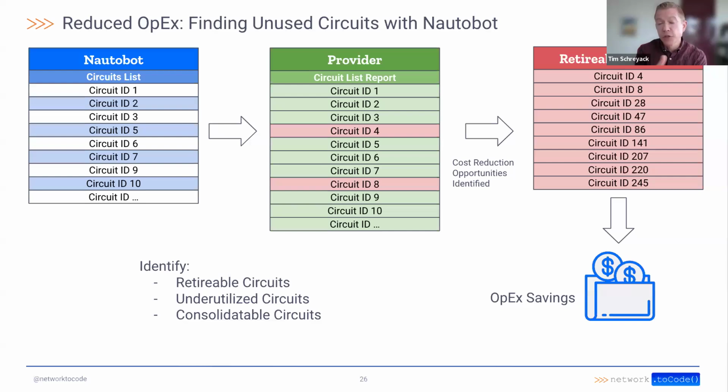We can look for those ones that are just not in use, but we can also look for underutilized circuits. We can pull in data on bandwidth consumption from our monitoring tool and understand, like, oh, this circuit actually could be consolidated with another because it's barely being used, for example. Or perhaps we want to switch it from a more expensive type of circuit to a less expensive type. We're able to understand that and report that information back based on the data that we have at the source of truth.